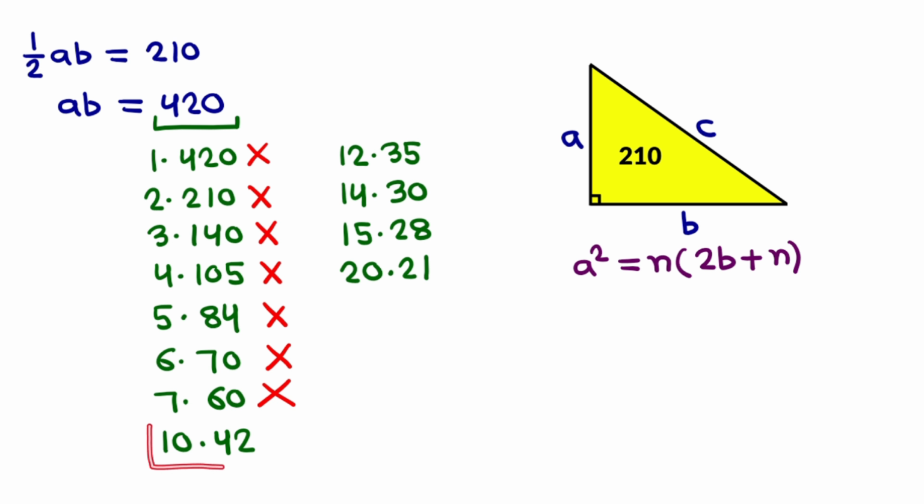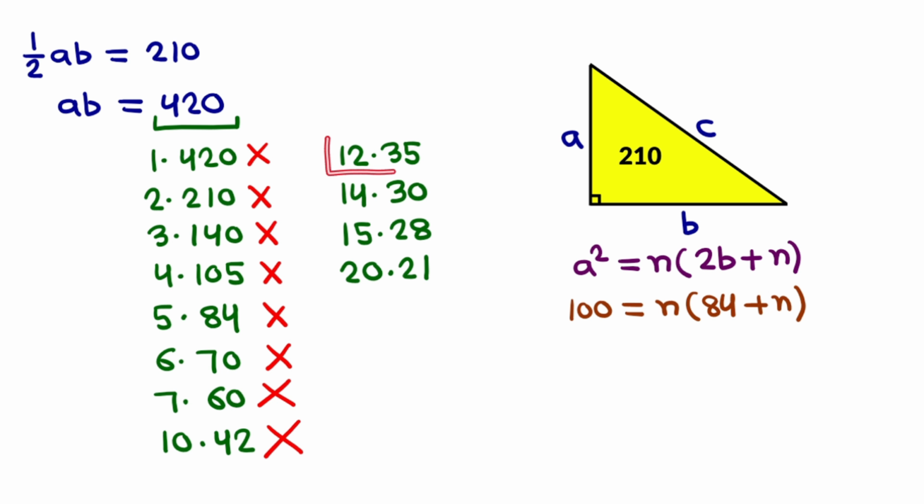First, 10 and 42. A squared is 100. Our equation becomes 100 equals n multiplied by the quantity 84 plus n. There is no positive whole number n that works, so this pair is impossible.